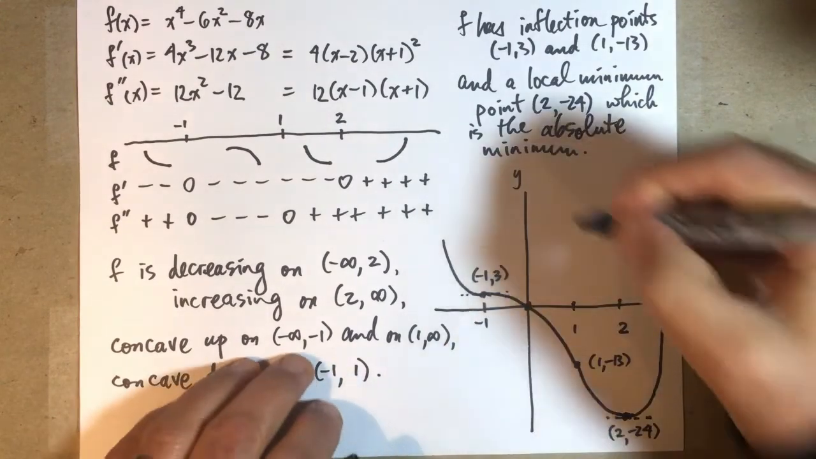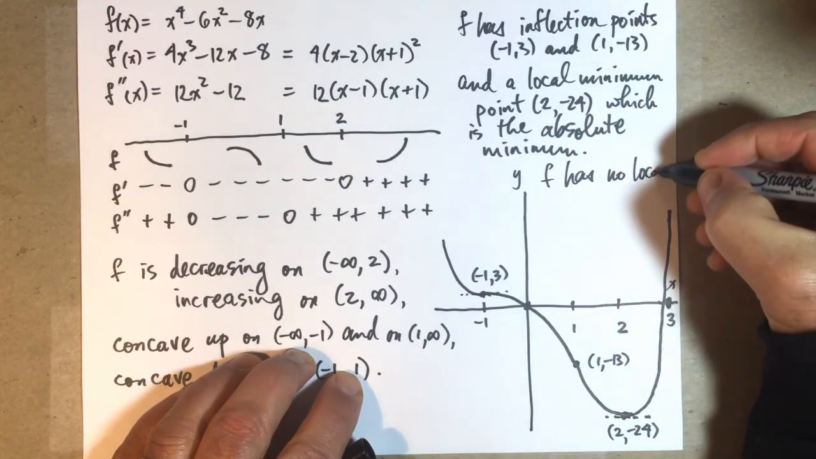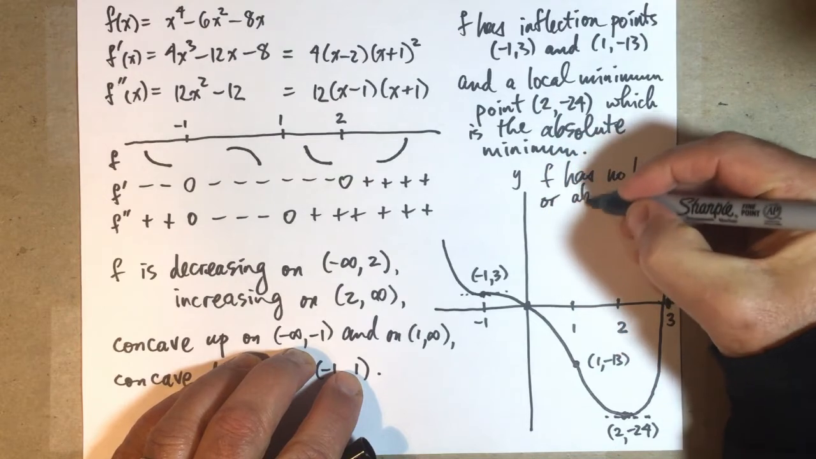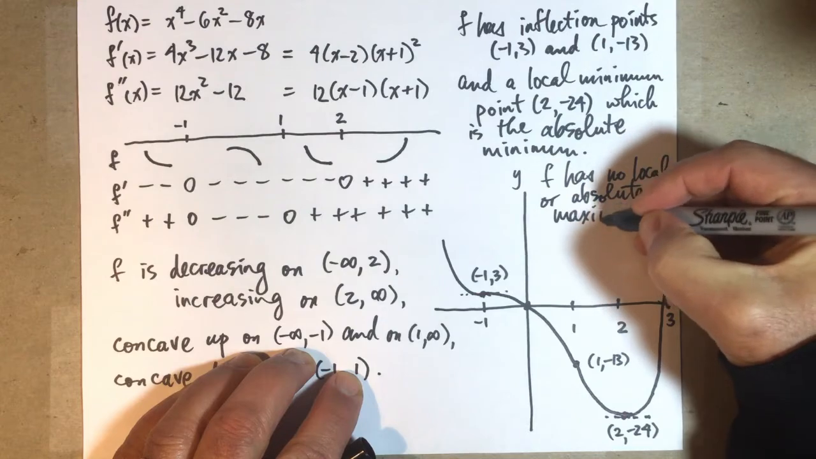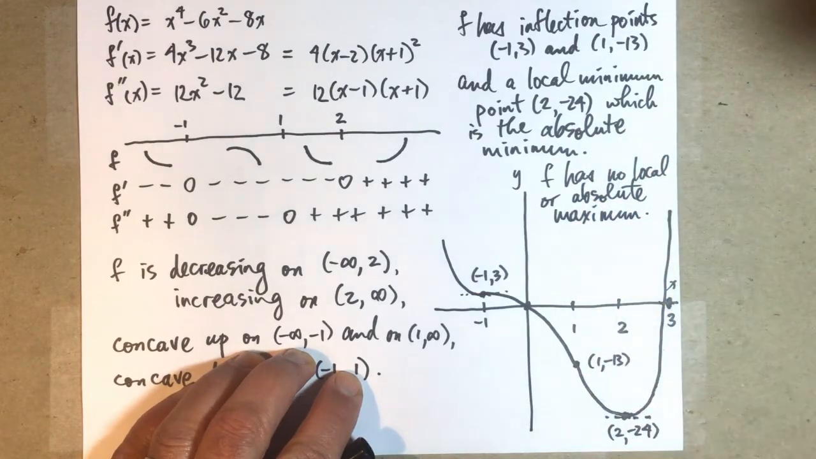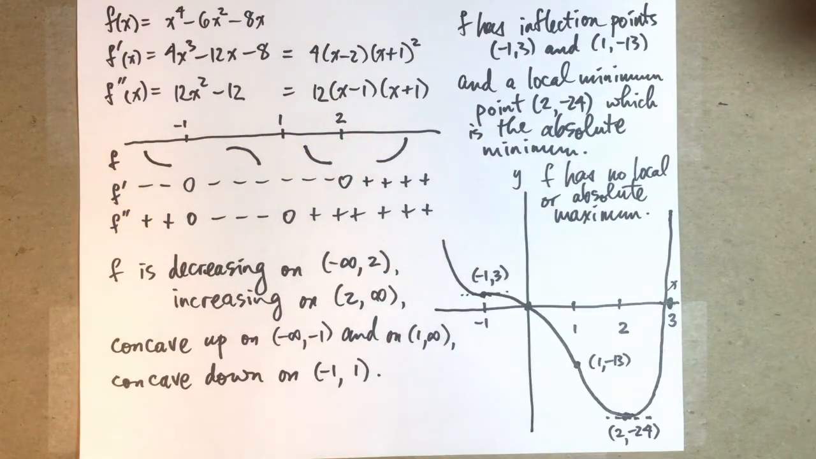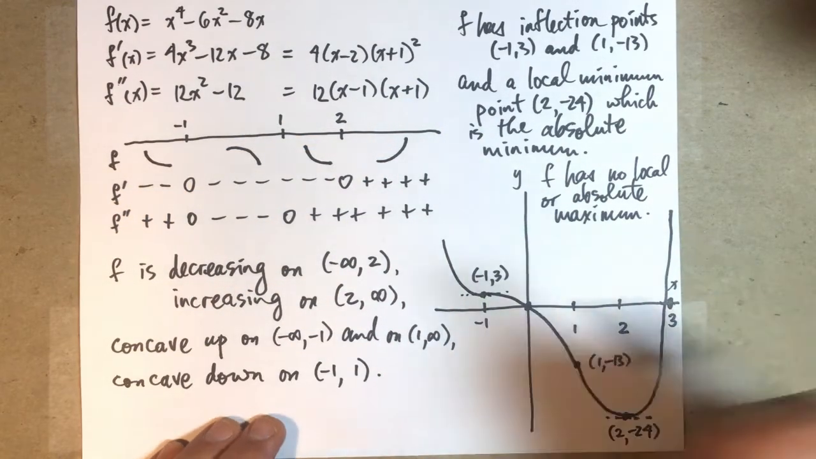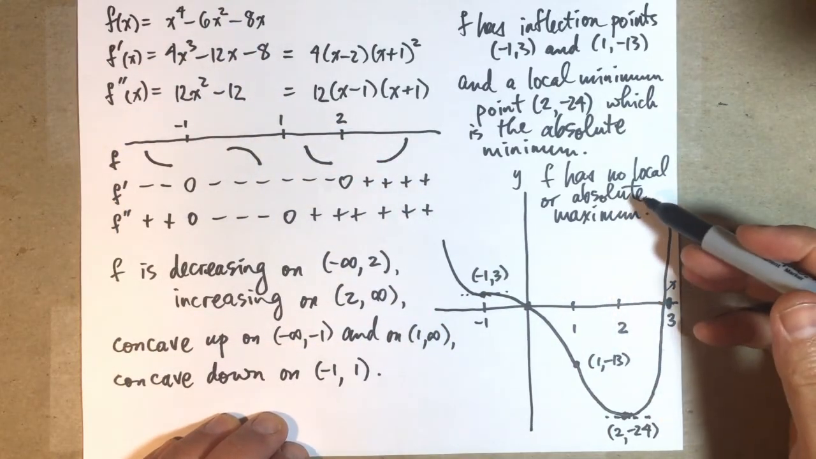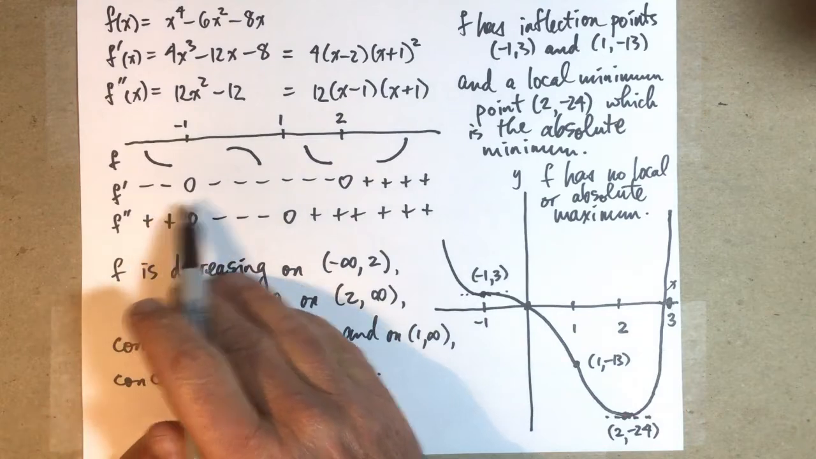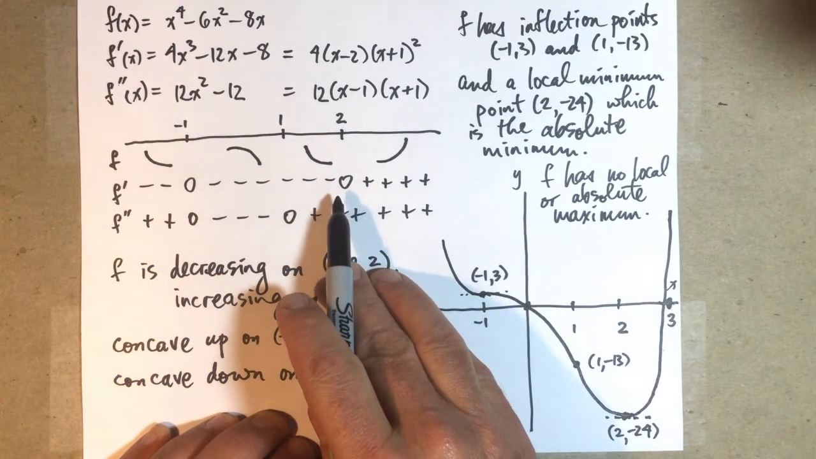F has no local or absolute maximum. No absolute maximum because on the tails, on both ends, the curve goes to plus infinity, by taking the limit of this polynomial. And there are not even any local maxima because we looked at all the critical points. One of them was an inflection point, the other was a local minimum. So there's not even a local maximum.